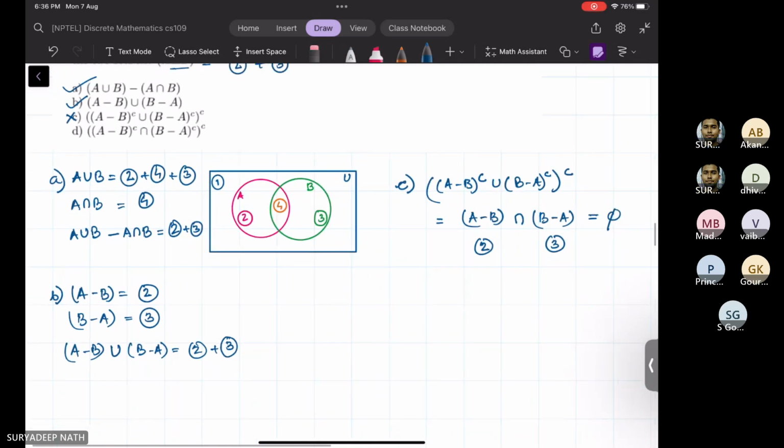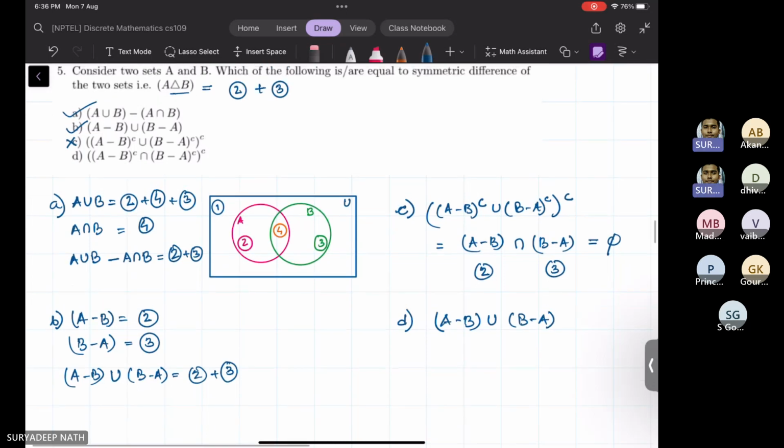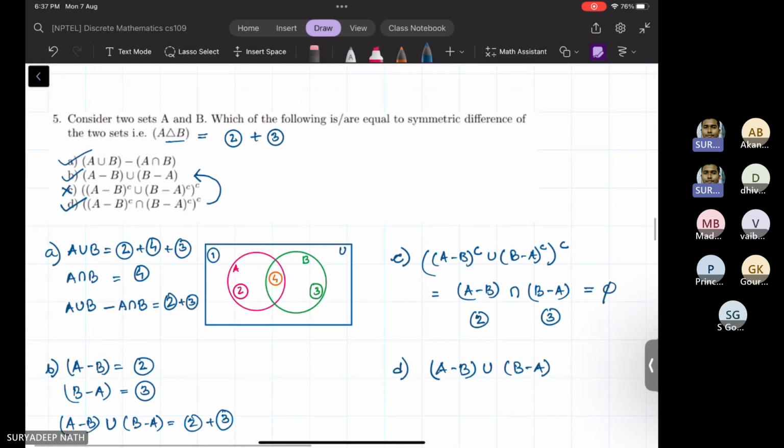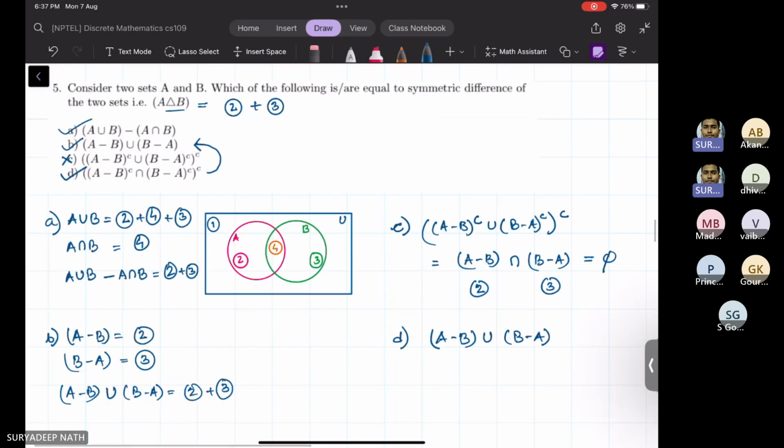Option D, again applying De Morgan's theorem, we can write it as A minus B union B minus A. So that is the same as option B. So therefore option D is also correct. So the right answers are A, B and D. So these are the right answers for this question. I hope that is clear.